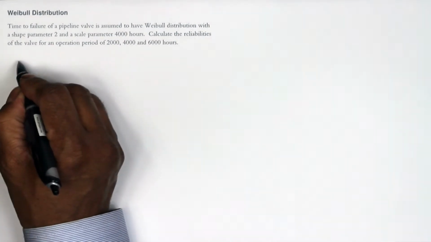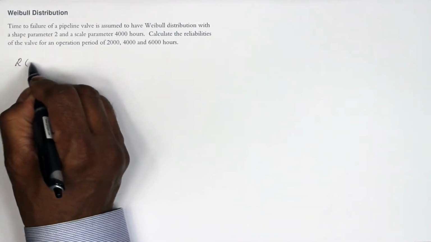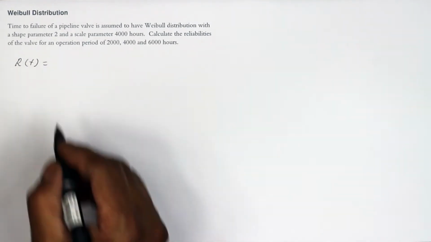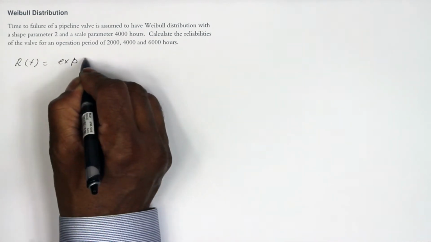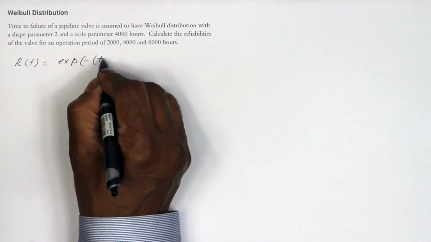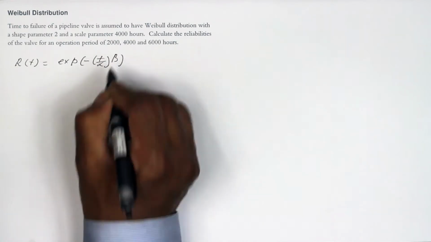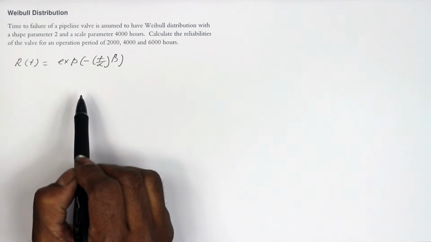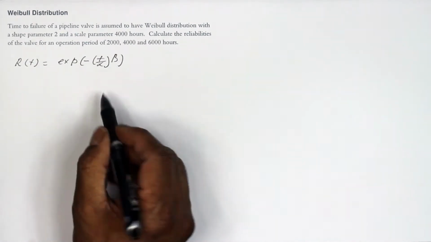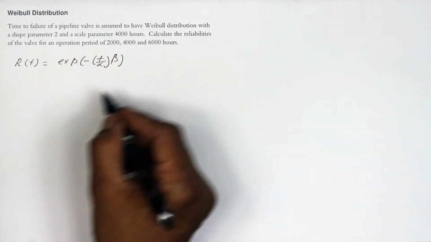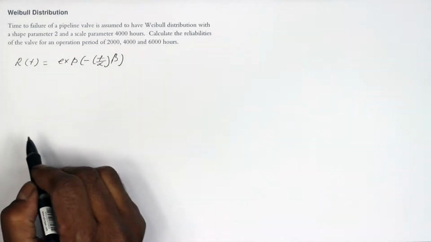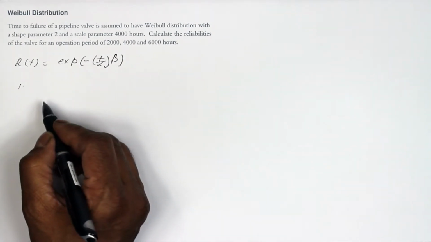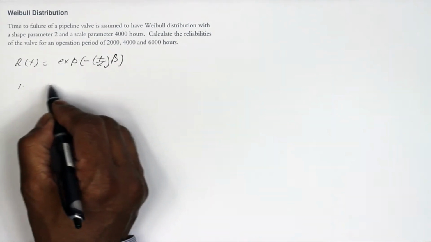Let's put down the expression for reliability when the times to failure are Weibull distributed. Here, t is the time of operation, alpha is the scale parameter, and beta is the shape parameter. We have all the information to calculate reliability. Let us calculate the first reliability with 2000 hours of operation.